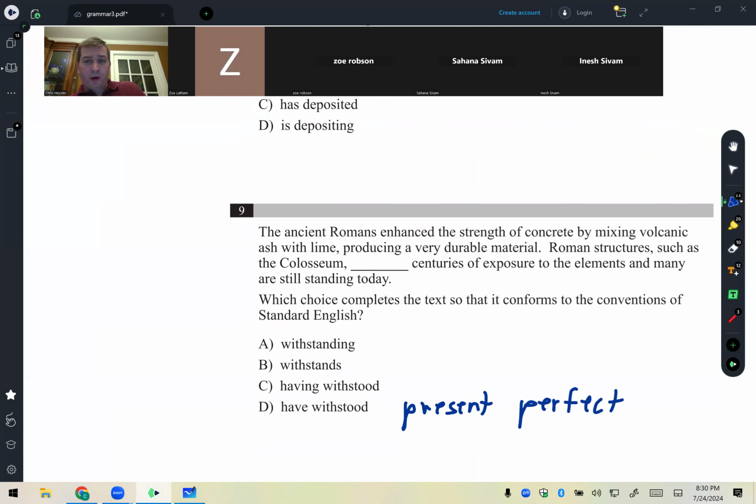Okay, so we use the present perfect to indicate that something has happened before now and continues to this day. The ancient Romans enhanced the strength of concrete by mixing volcanic ash with lime, producing a very durable material. Roman structures such as the Colosseum have withstood centuries of exposure to the elements, and many are still standing today. All right, so that one was present perfect.